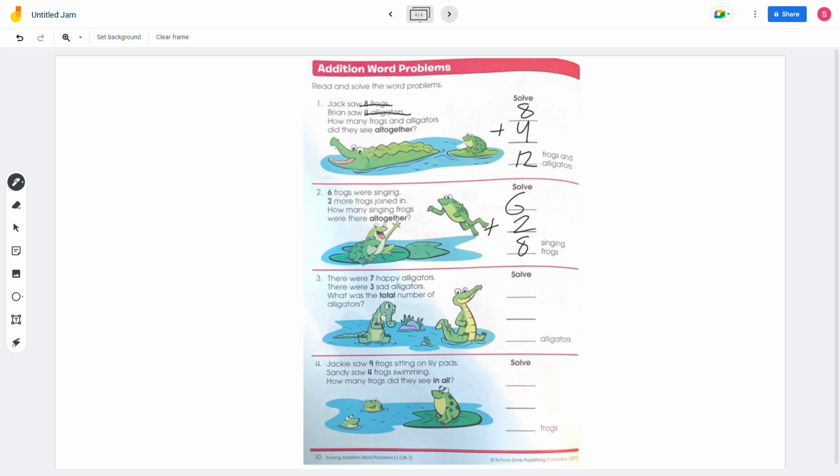On number 3, there were 7 happy alligators and there were 3 sad. What was the total number of alligators? So there were 7 happy plus 3 sad. 7 plus 3 will be 10. So there are a total of 10 alligators.